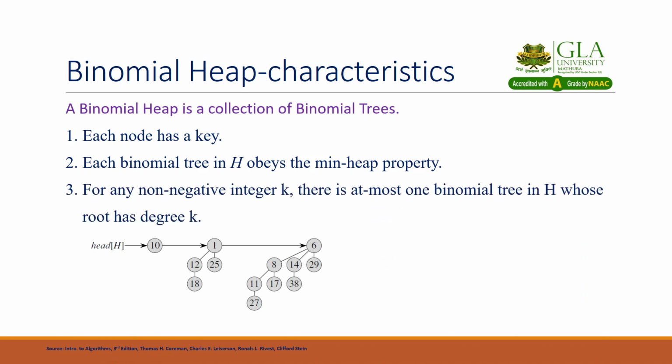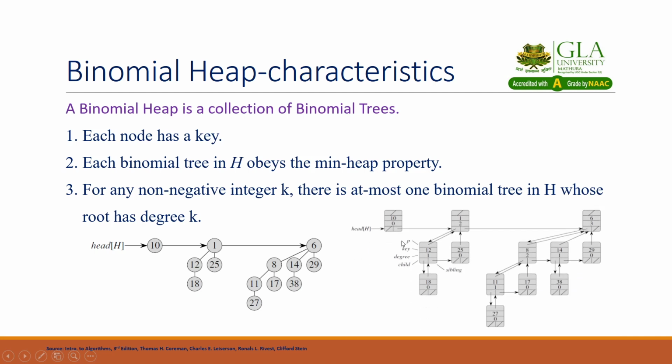So this is the third one. For any non-negative integer k, there is at most one binomial tree in H whose root has degree k. So for any integer k, you should have at most one binomial tree of order k. Now, what will be the simple representation? This is the representation of all the nodes available inside the binomial trees of the binomial heap. All these nodes consist of a key value and a degree, and also the addresses of the children and the next elements.